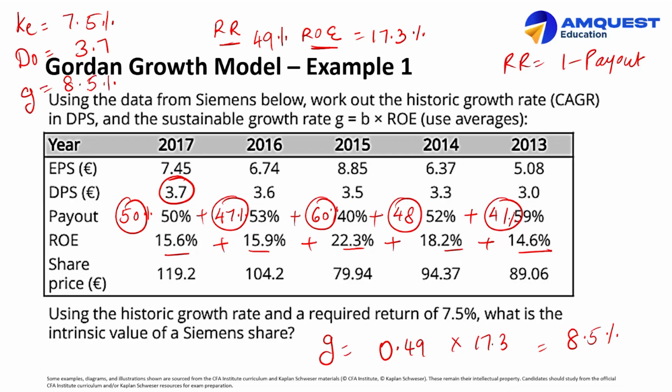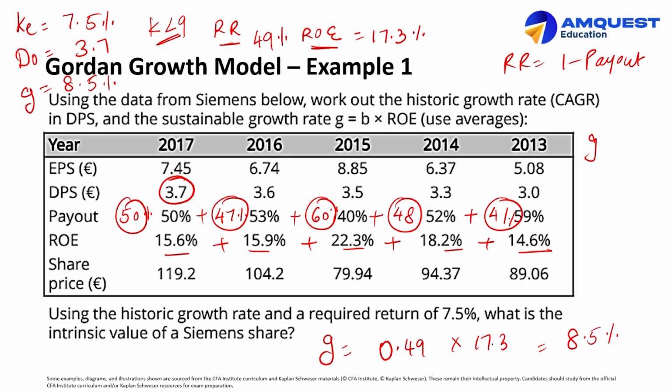Next, you have to check, is my K greater than G? Now that's the primary condition on which the dividend discount model is based. My K is only 7.5. My G is 8.5. So I cannot use this model because the K is less than G. So this method will not work. But there is another formula to calculate G.